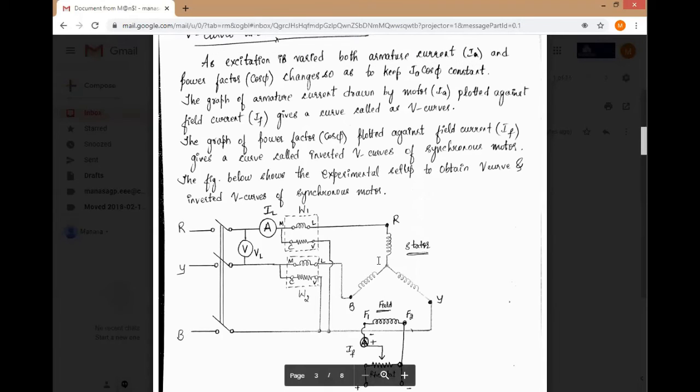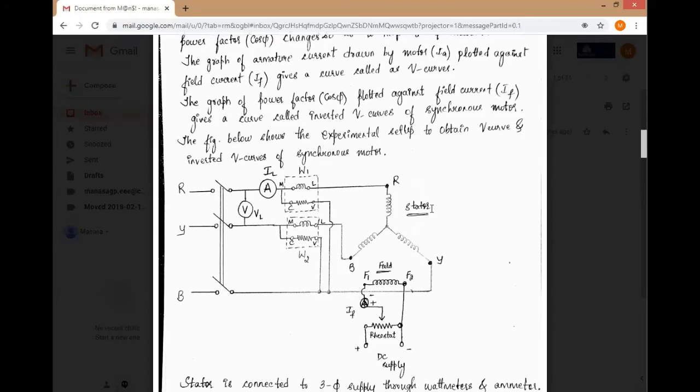So here the stator is star connected, and we have connected the stator to the 3-phase supply through 2 wattmeters. We are using 2 wattmeters to measure 3-phase power. It is a 2 wattmeter method, where we use 2 wattmeters to measure three-phase power.